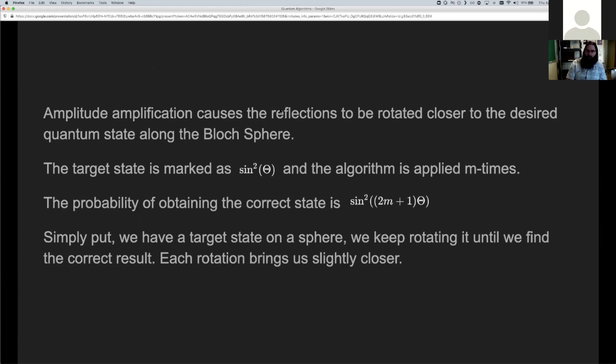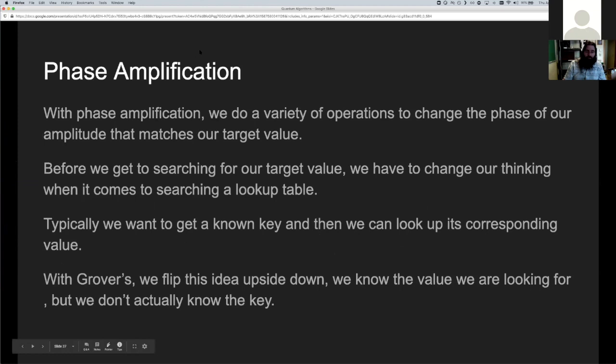And so to put it more simply, we have a target state on the sphere. We keep rotating it until we find the correct result. And each rotation hopefully brings us a little bit closer to the desired result. And then this gets us into what's known as phase amplification. With phase amplification, we do a variety of operations to change the overall phase of the amplitude.